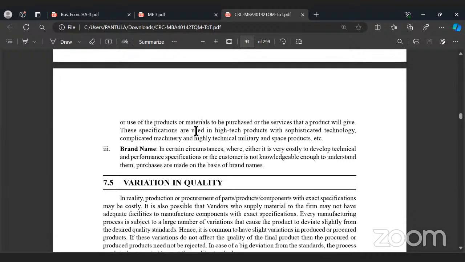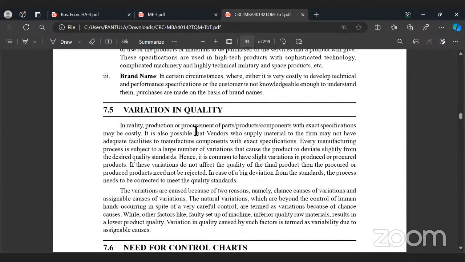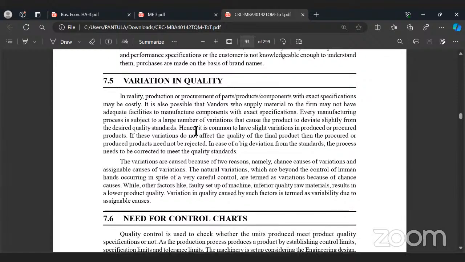So here, brand is nothing but the name. Like Airtel is a brand, and we have international brands: Puma is an international brand, Nike is an international brand. Now here, variation in quality. Variation is nothing but difference in quality.